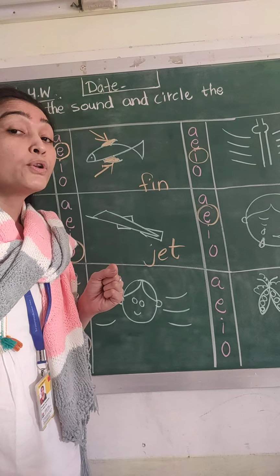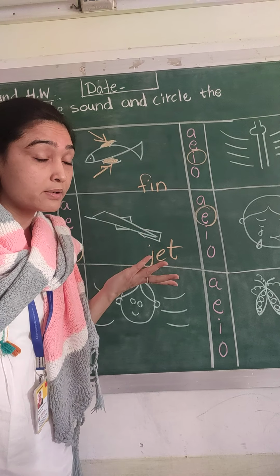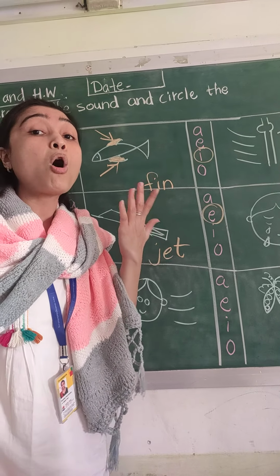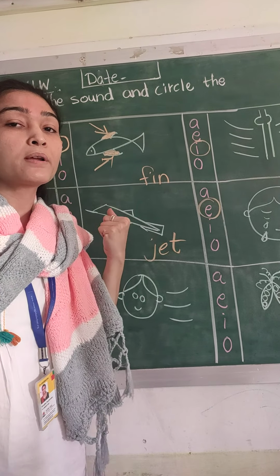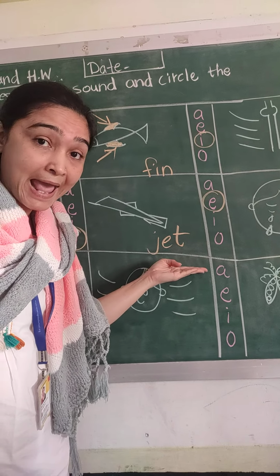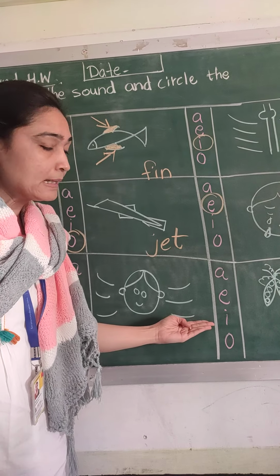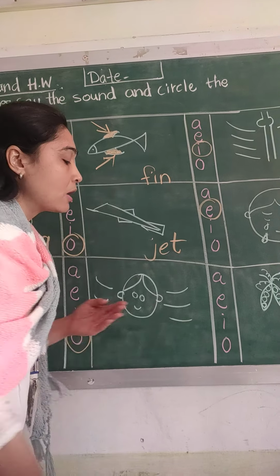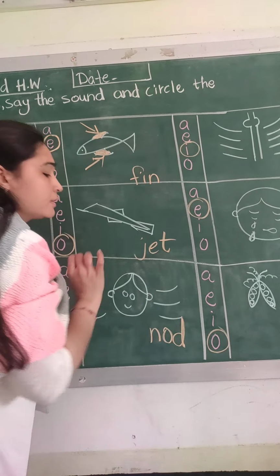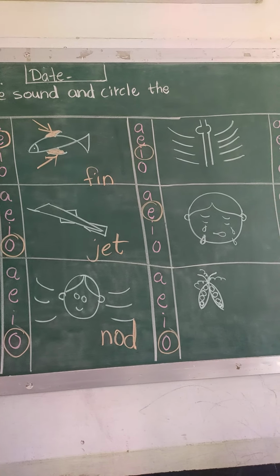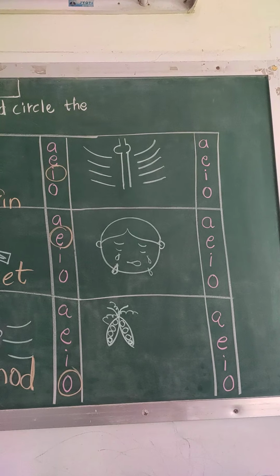Next is the picture of nod. Nod. So what do you hear? Which sound do you hear when I say nod? Do you hear the sound of a, e, I, o? It is the sound of letter O. Nod.